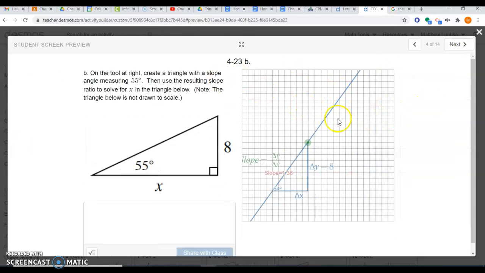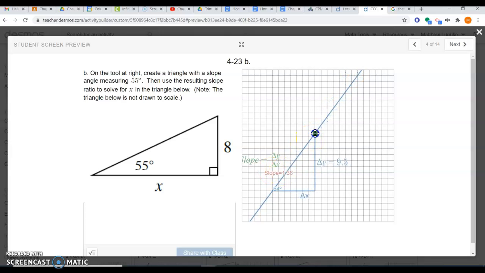Here is the first one that is going to be similar to the rest of the problems in this lesson. It says on the tool on the right, create a triangle with a slope angle measure of 55 degrees, then use the resulting slope to solve for x. We're going to do a lot of these kinds of problems today. You can see as I move this green dot, it changes the slope angle and it changes the slope ratio.